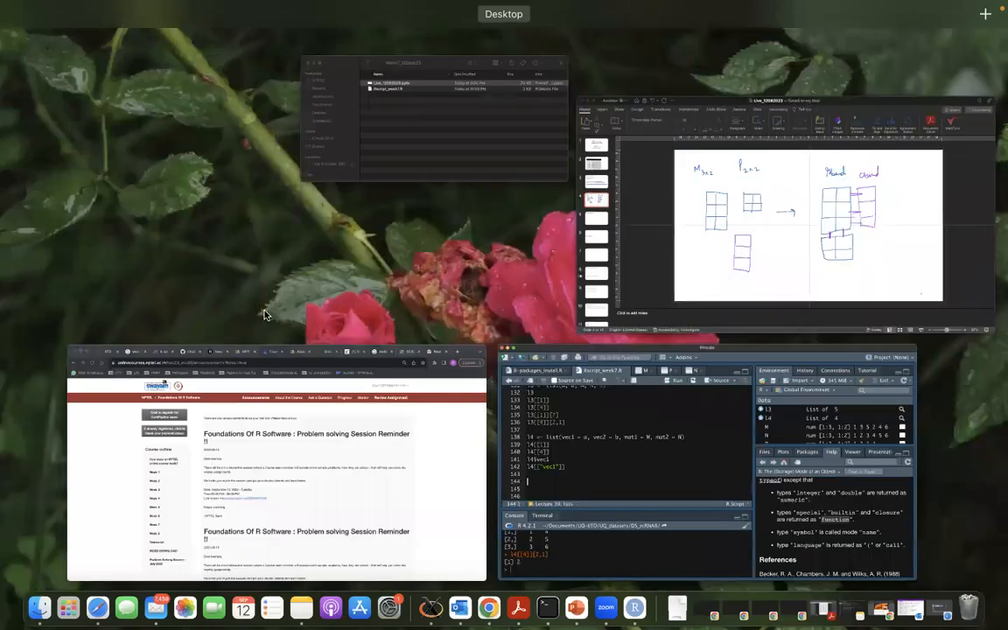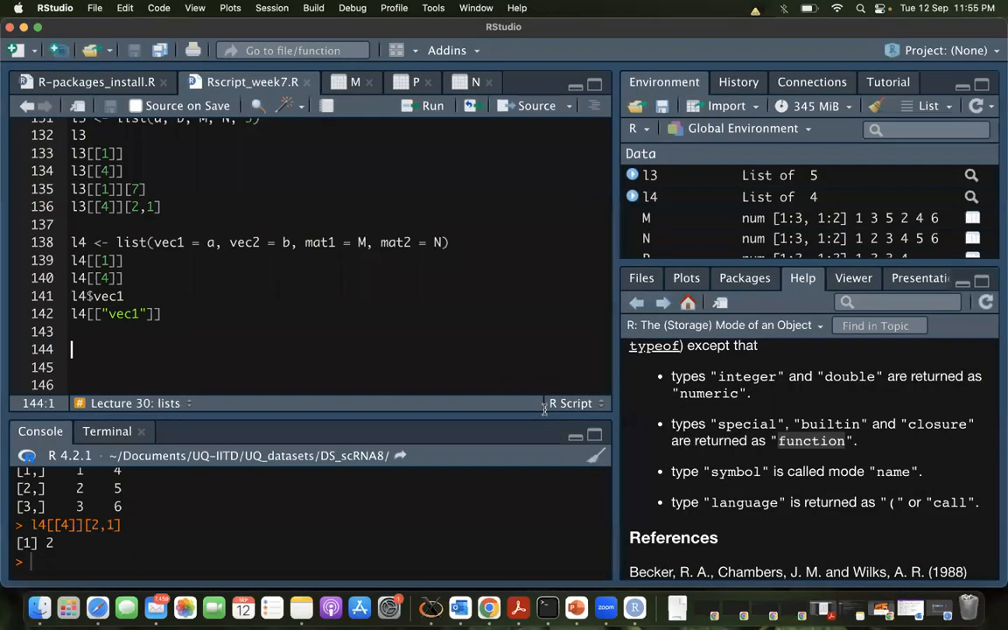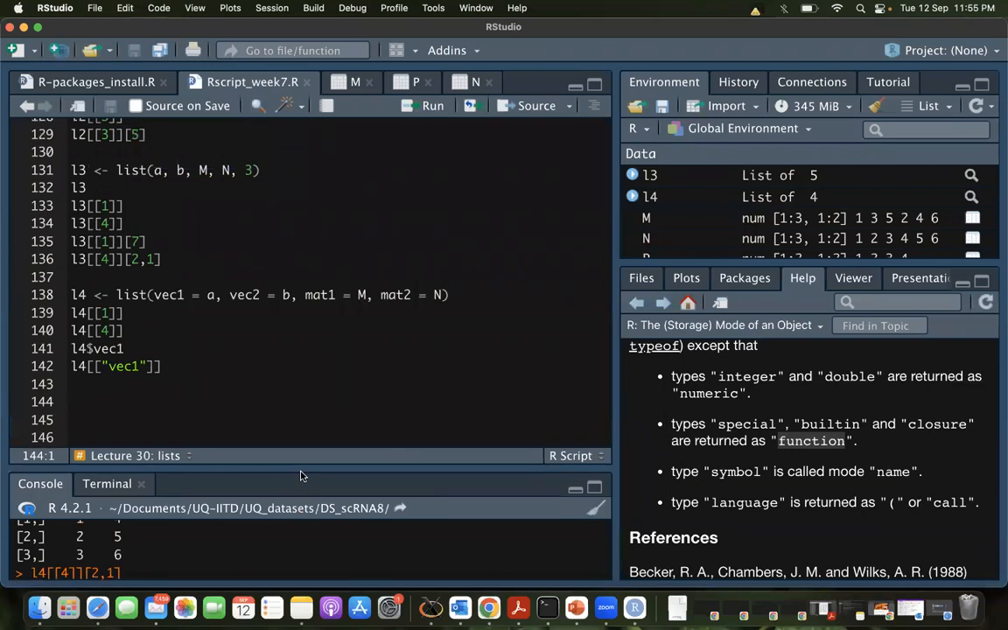I do have a few practice questions, but do you have any question before we go there? Where do we use this data practically? Sorry, say that again. I mean, what's the practical use of this list?